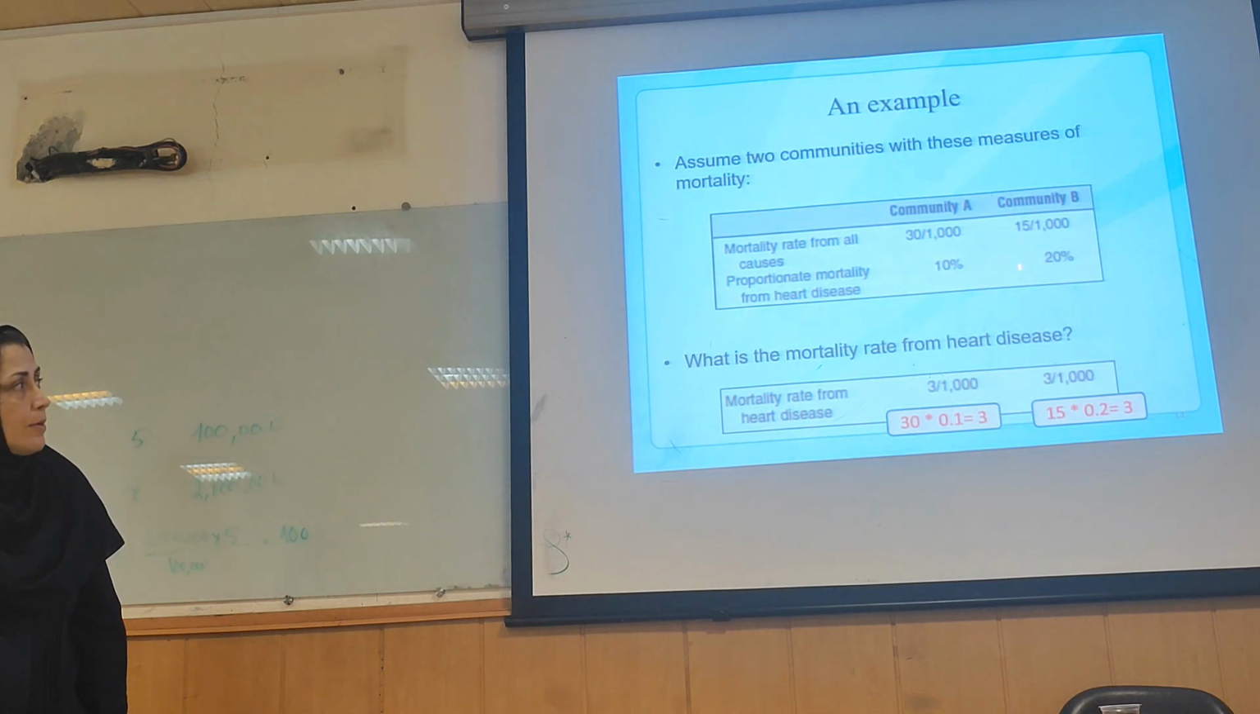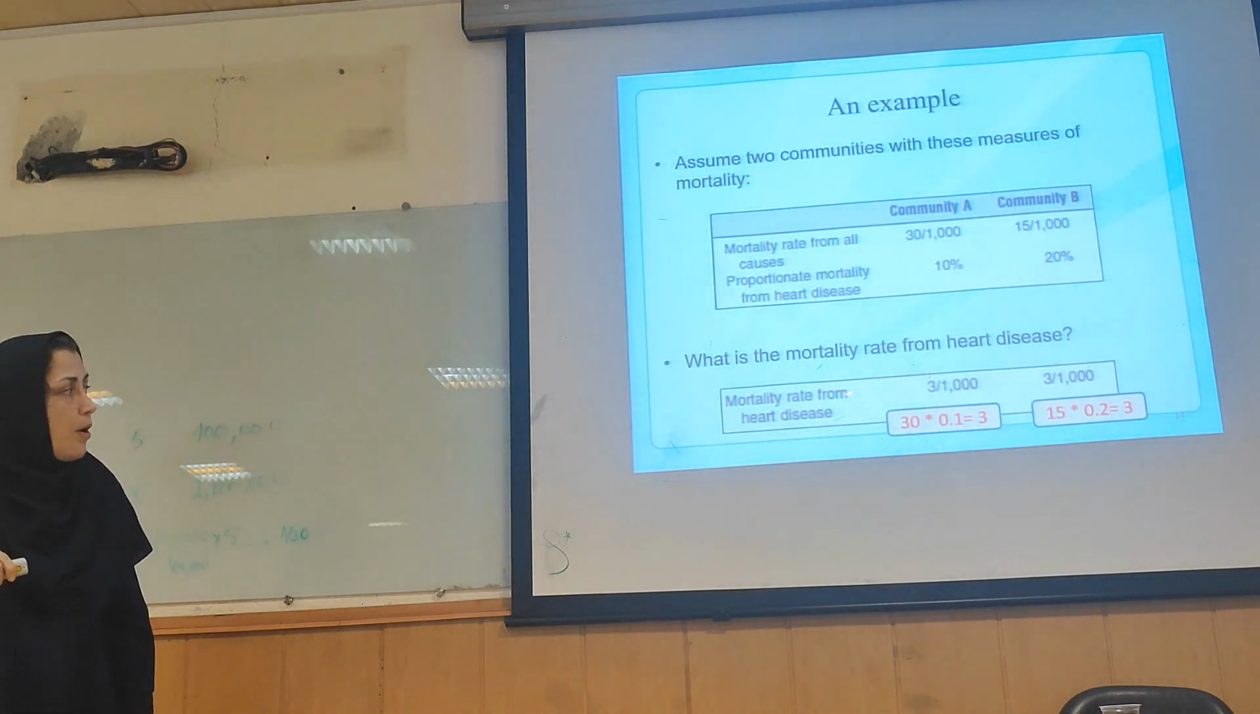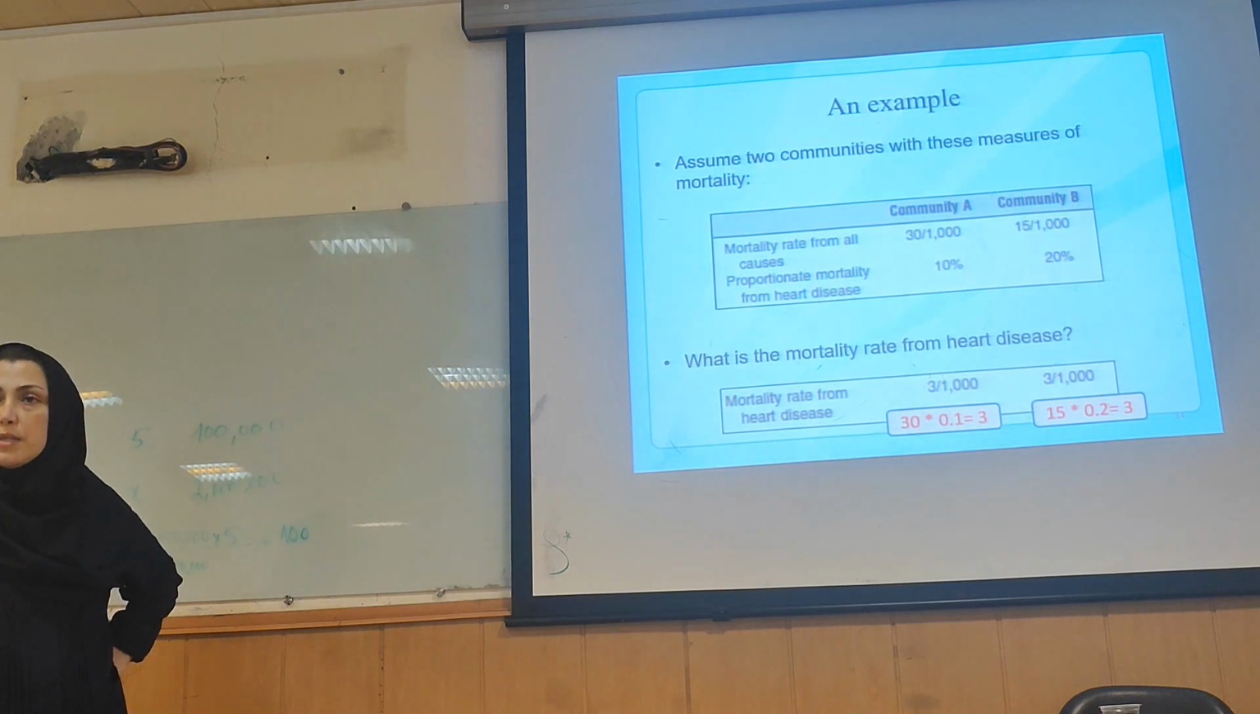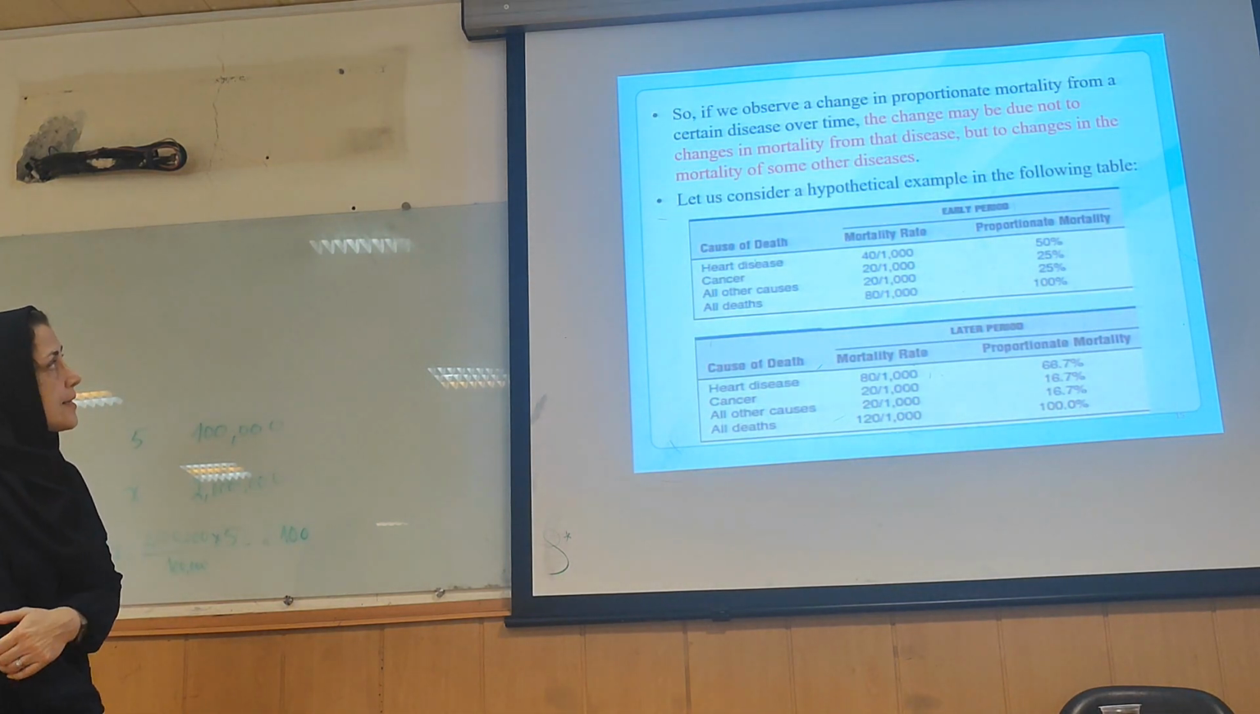3. How about community B? We know that total mortality is 15, and 20% is related to heart disease. So the multiplication of these two produces 3. So the mortality rate from heart disease would be the same. You can see that mortality rates are not the same. Proportionate mortality is not the same, but the mortality rate from heart disease would be equal. Okay? Please see this example.